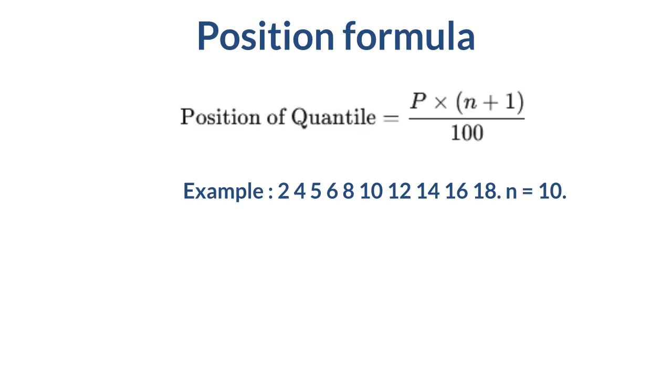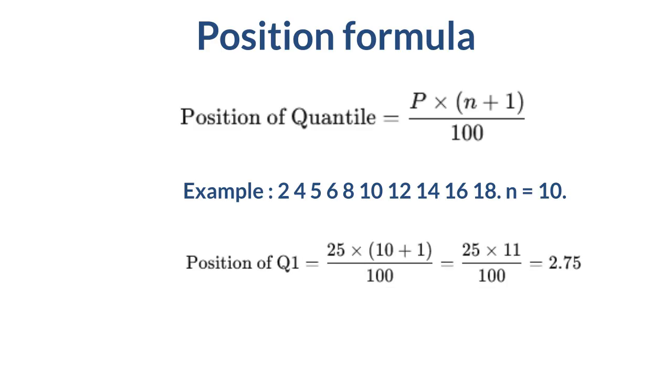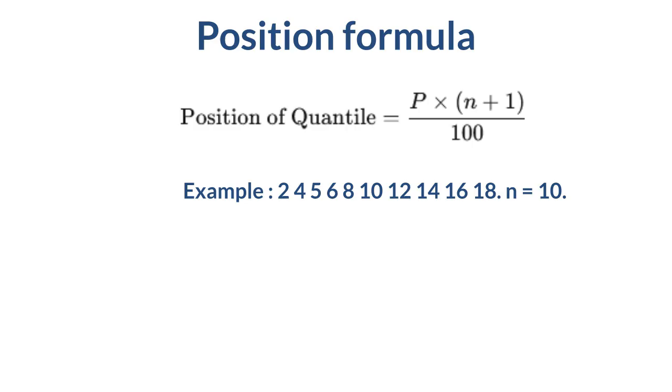Step 2. Calculate the quartiles. Q1, first quartile, 25th percentile. Position of Q1 equals 25 times the quantity 10 plus 1, divided by 100, equals 25 times 11 divided by 100, equals 2.75. Since 2.75 is not a whole number, we interpolate between the second and third data points, 4 and 5. Interpolation: Q1 equals 4 plus 0.75 times the quantity 5 minus 4, equals 4 plus 0.75, equals 4.75. Thus, Q1 equals 4.75.